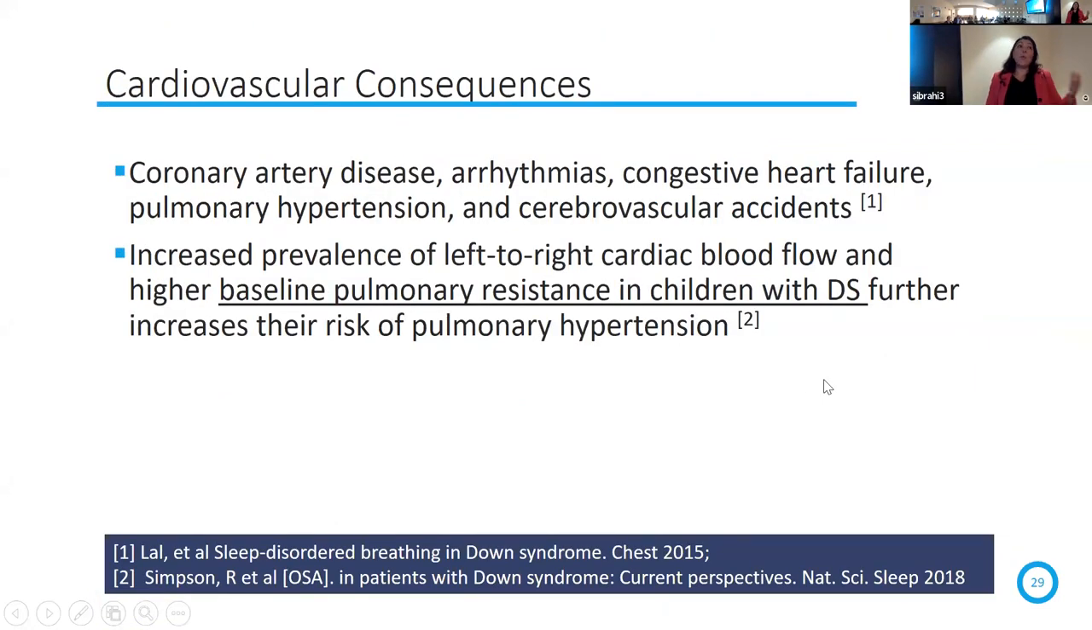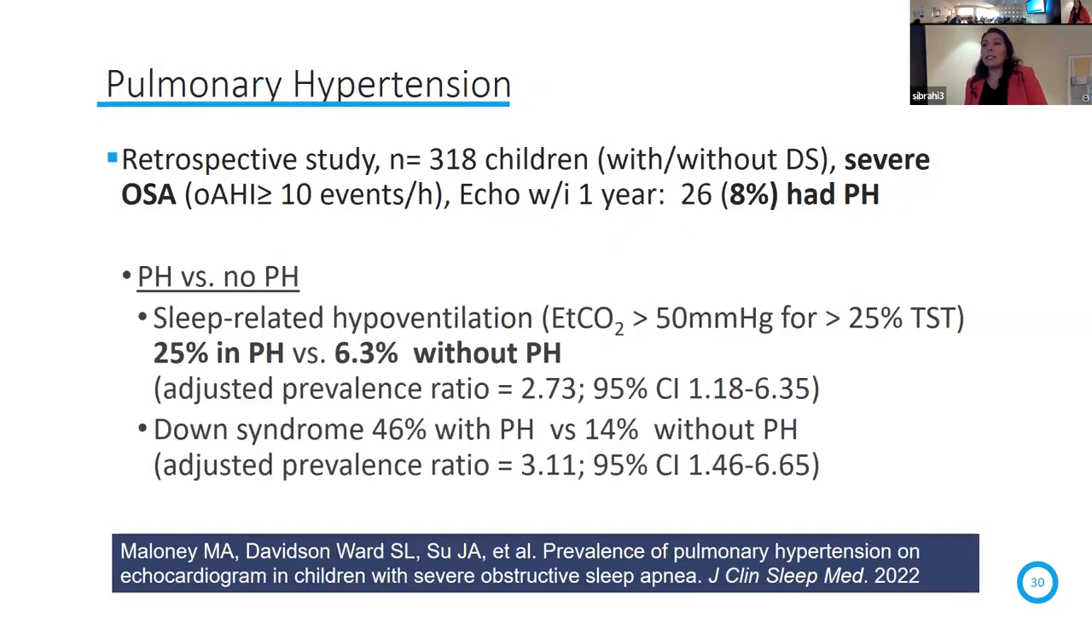All right. What else do we worry about? Cardiovascular consequences, right? That's always something to think about. I want to highlight in particular that people with Down syndrome have a baseline pulmonary resistance. So there's almost a setup for pulmonary hypertension, as you'll see, and put on top of that any burden of sleep apnea, and that could augment it. And so I'll show you that literature next.